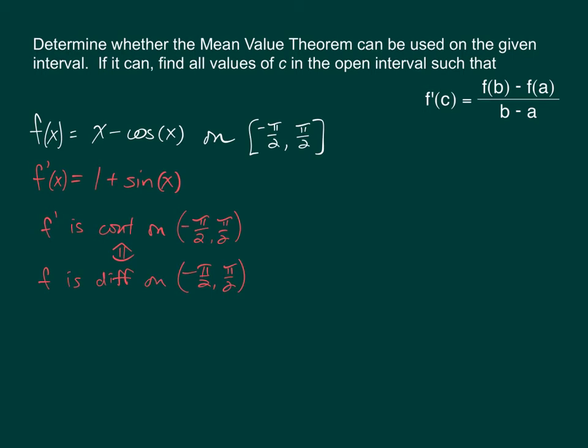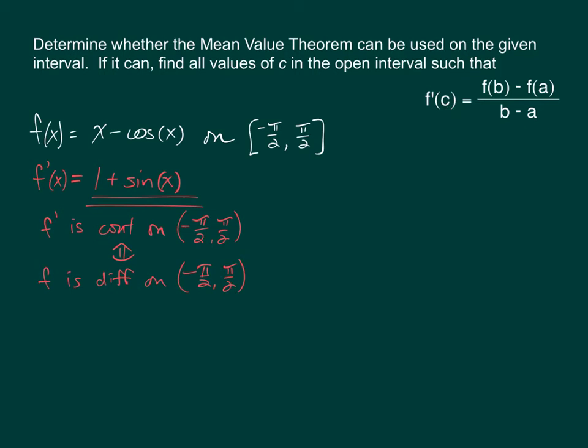So since it works, we need to just tuck this derivative away for a few minutes, because in order to finish the mean value theorem here, we need to find this other half of our equation. So that's it. Mean value theorem stops right here. Mean value theorem does not help you find these values of c.